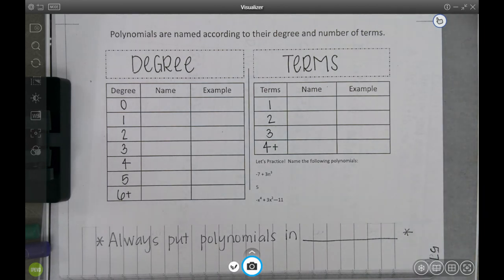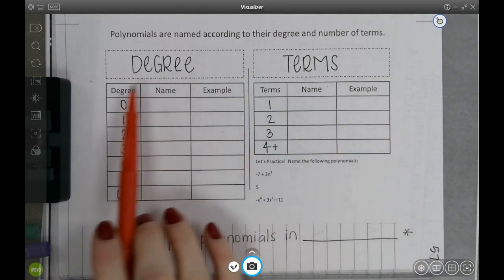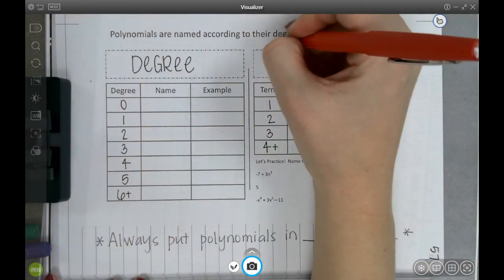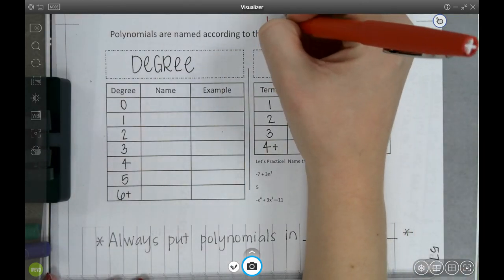All right, polynomials. So this is all review from Algebra 1. We actually took this chart from some Algebra 1 notes, so we're going to go pretty quick. Polynomials are named according to their degree and number of terms. The degree comes from their highest exponent.